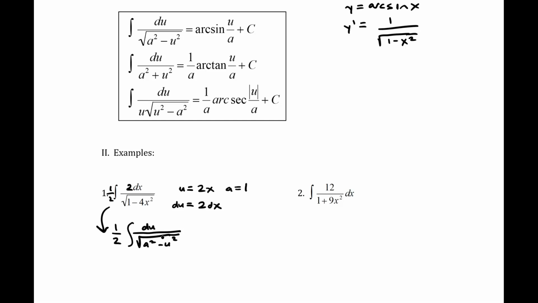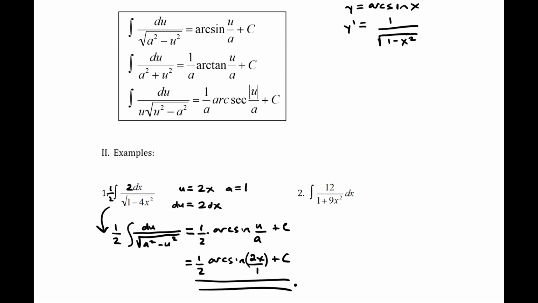And so when I do these inverse trig antiderivatives, I try to get the integrand to look exactly like you see on the left side in this box. And so this is going to equal 1/2 times arc sine of u over a plus c. And so now I can plug in what my u is, I can plug in what my a is. And so my answer in this case will be 1/2 arc sine of the quantity 2x over 1, which is obviously just 2x, and then you would have plus c. So that is my answer for number 1.